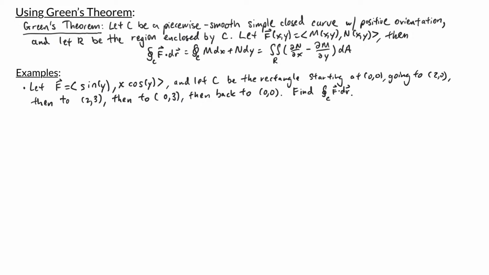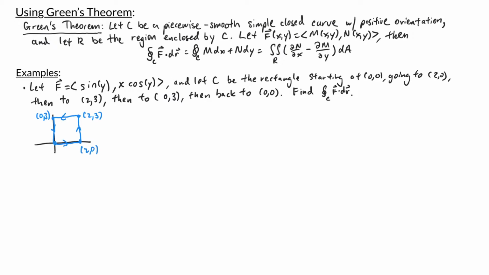In this example, we have the vector field f with components sine y and x cosine y. And let C be the rectangle starting at the origin, going to (2, 0), then to (2, 3), then to (0, 3), and then back to (0, 0). We want to find the line integral of f dot dr over the closed curve C. Start by drawing a picture. We have the rectangle starting at the origin, going to (2, 0), then going up to (2, 3), over to (0, 3), and then back to the origin.